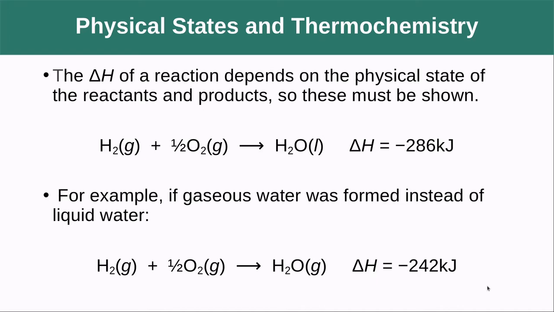The change of enthalpy of a reaction depends on the physical state of the reactants and products. So typically, we're going to show these. For instance, this would be different if we were producing water vapor as a gas, or if we added liquid oxygen here. You can see the difference between producing liquid water and producing water as a gas. Some additional energy is released when we go from gaseous H2O to liquid H2O, and you can see that results in a more negative enthalpy change.